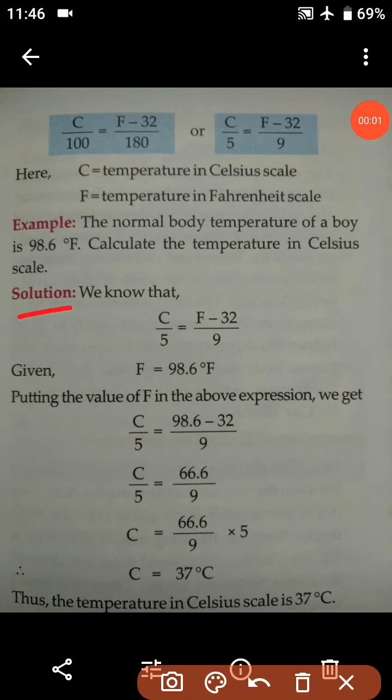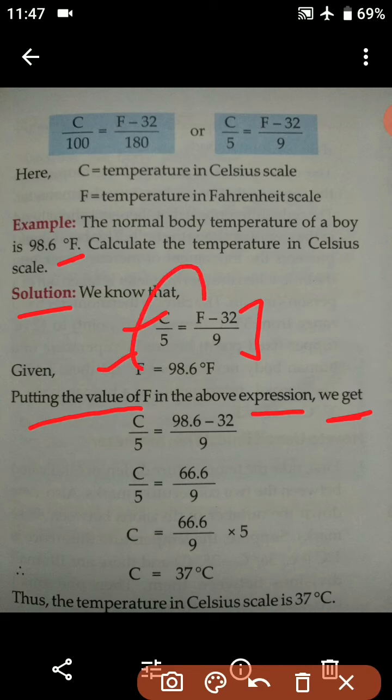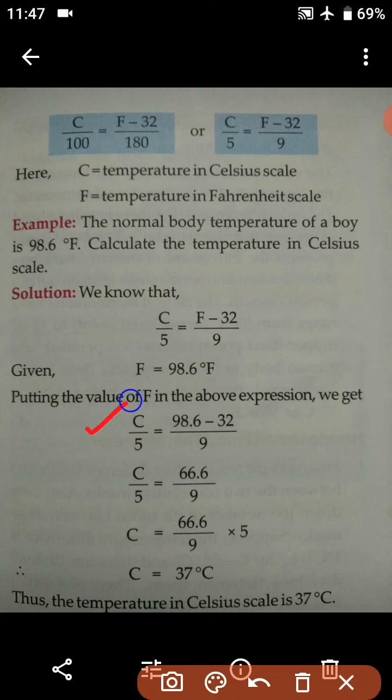So now solution, we know that C/5 = (F − 32)/9. So students, we know this formula and we also know F, which is given in the question, 98.6 degree Fahrenheit. Now putting the value of F in the above expression, we will definitely get the value of C. Alright. So C/5 = (98.6 − 32)/9. If we subtract 32 from 98.6, we will get 66.6. So students, you just need to subtract it like this, okay?